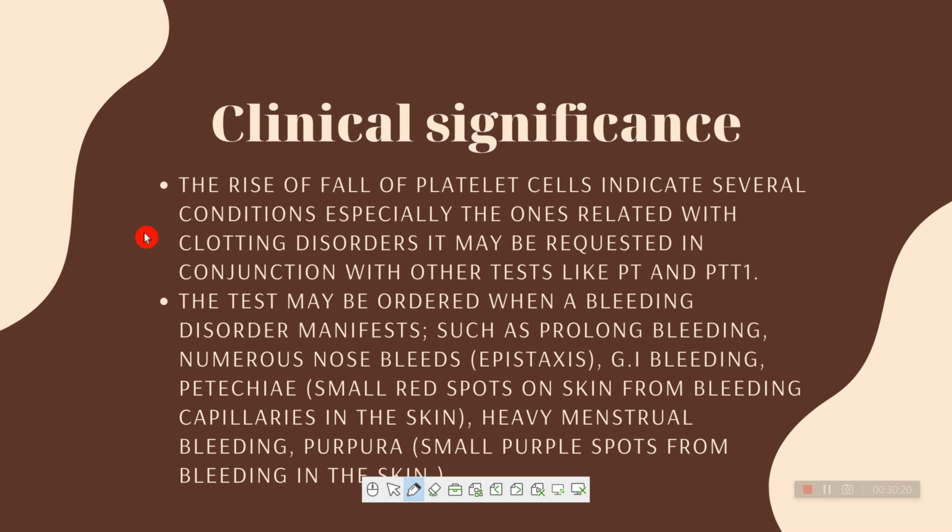So what is the clinical significance of platelets? Why is platelet count performed in a person? Platelet count is performed to rule out any bleeding disorder or any disorder of coagulation. The rise or fall of platelet cells indicates several conditions, especially those related to clotting disorders. Alright. It may also be ordered when a bleeding disorder manifests, such as prolonged bleeding, epistaxis, that is nose bleeding, GI bleeding, or heavy menstrual bleeding.